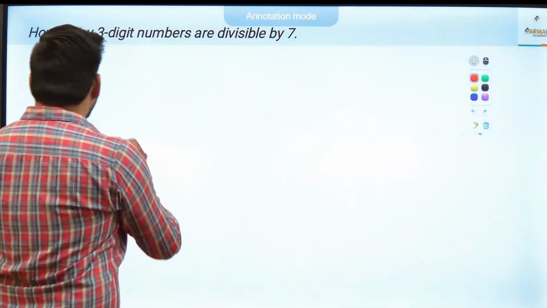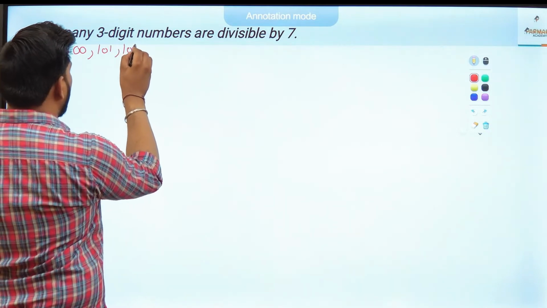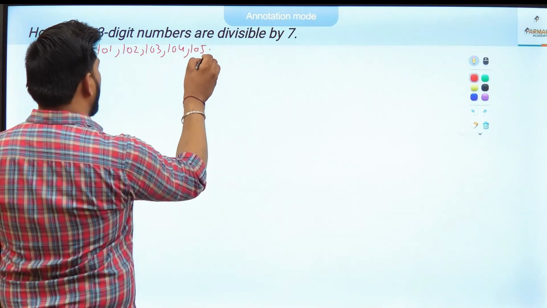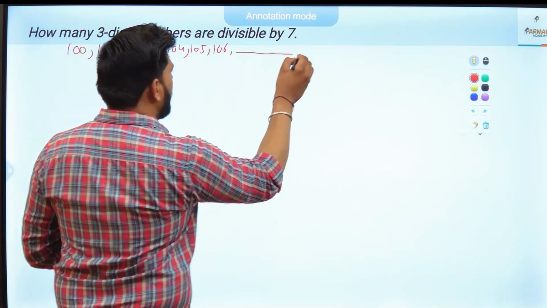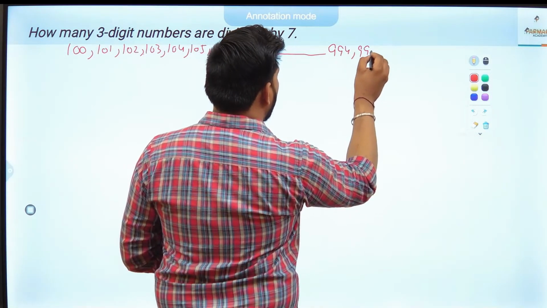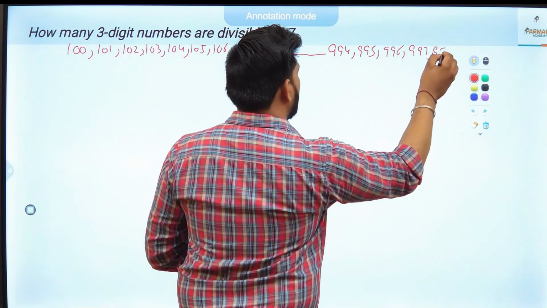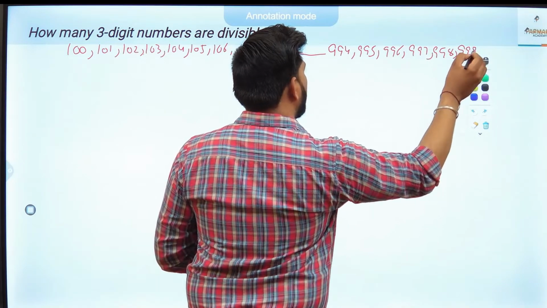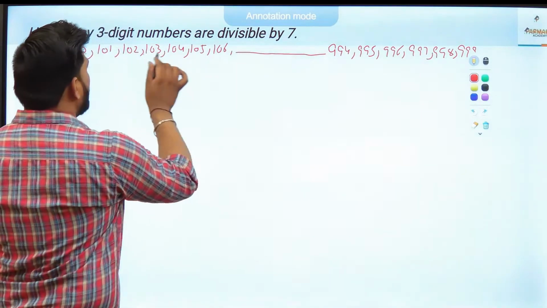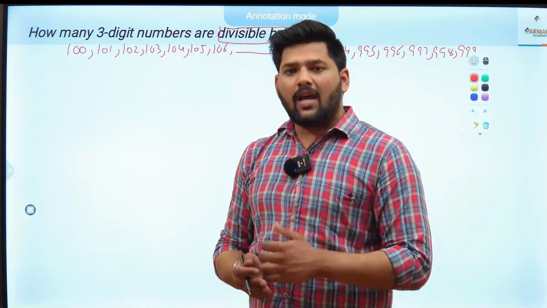So first of all, 3 digit numbers are 100, 101, 102, 103, 104, 105, 106, and the last 3 digit numbers are 994, 995, 996, 997, 998, 999. So these are the 3 digit numbers. Now the condition is that they are divisible by 7. हमें सिर्फ उन नंबर्स पे काम करना है जो 7 से डिविजिबल होते हैं.